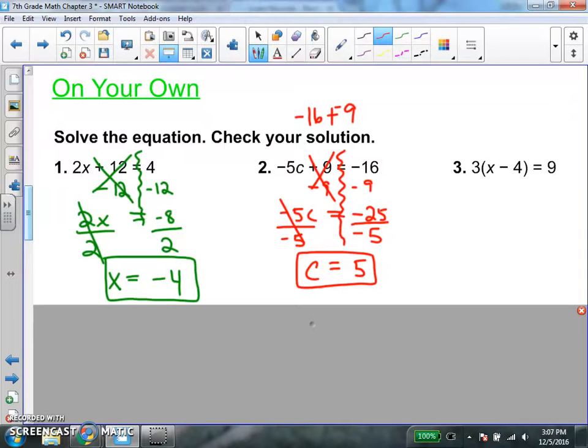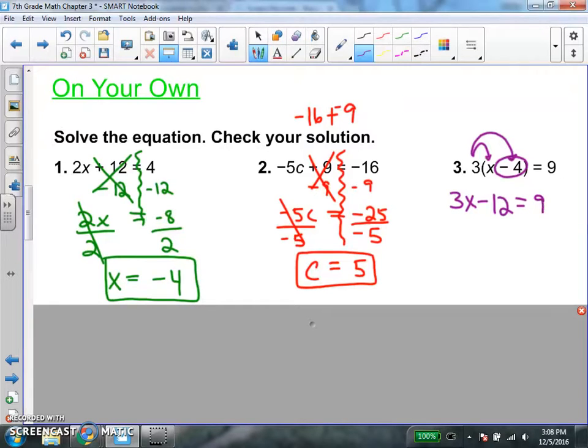And lastly, example number 3, we need to use the distributive property. Remember, to distribute means to multiply your outside number by everything that's on the inside. So 3 times x is 3x, and 3 times negative 4 is negative 12. Has to equal 9.